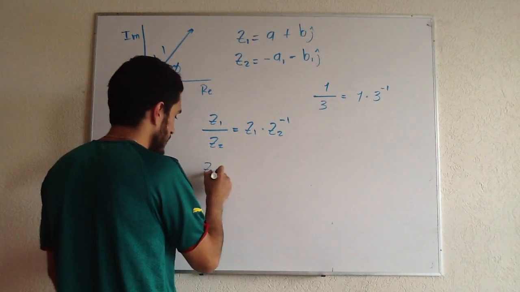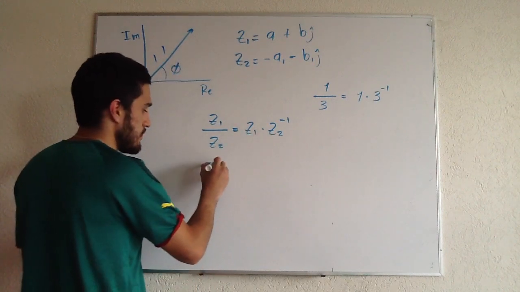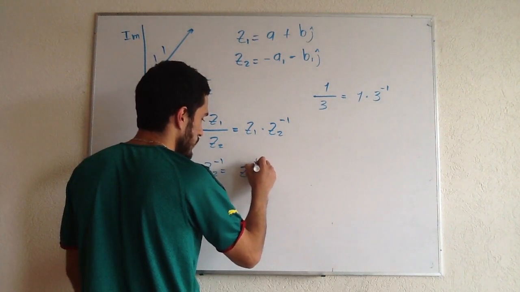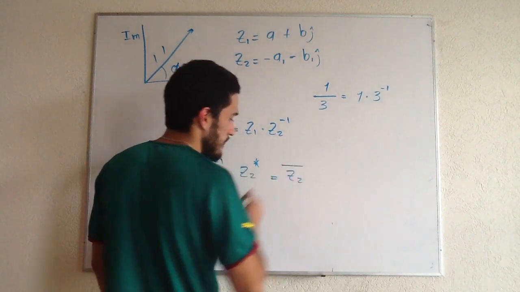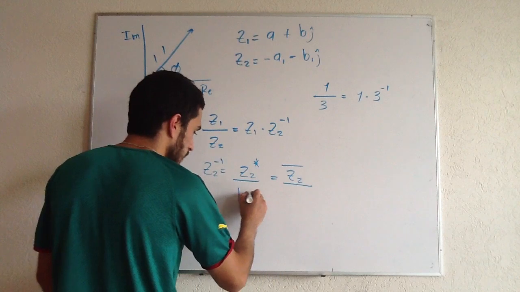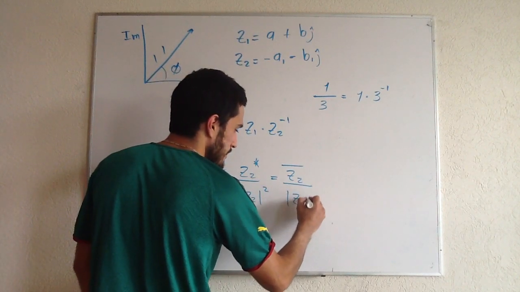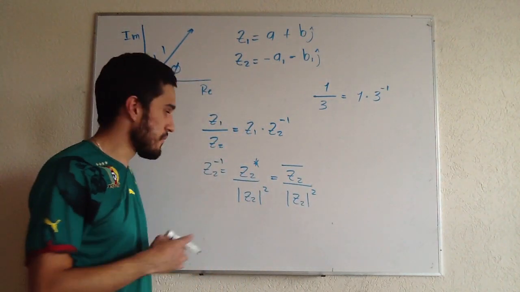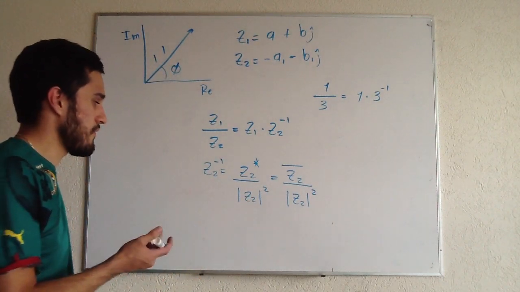But we need to remember what the inverse of a complex number is. So the inverse, in this case, of a complex number, zeta 2, will be the conjugate of zeta 2, that is also represented like this, okay, over the magnitude of zeta 2 squared, right? So, having said that, it's important to remember how to obtain the magnitude of a complex number.